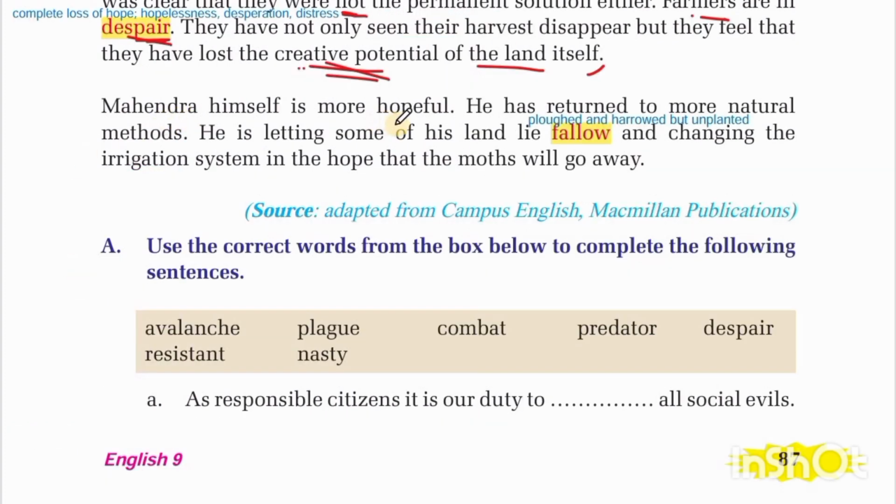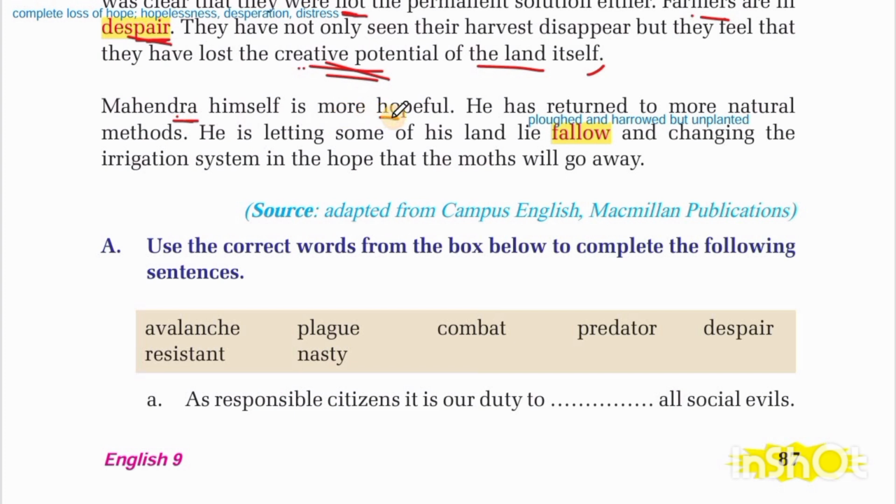Mahendra himself is more hopeful. He has returned to more natural methods. He is letting some of his land lie fallow and changing the irrigation system in the hope that the moths will go away. In the end, Mahendra remained hopeful.